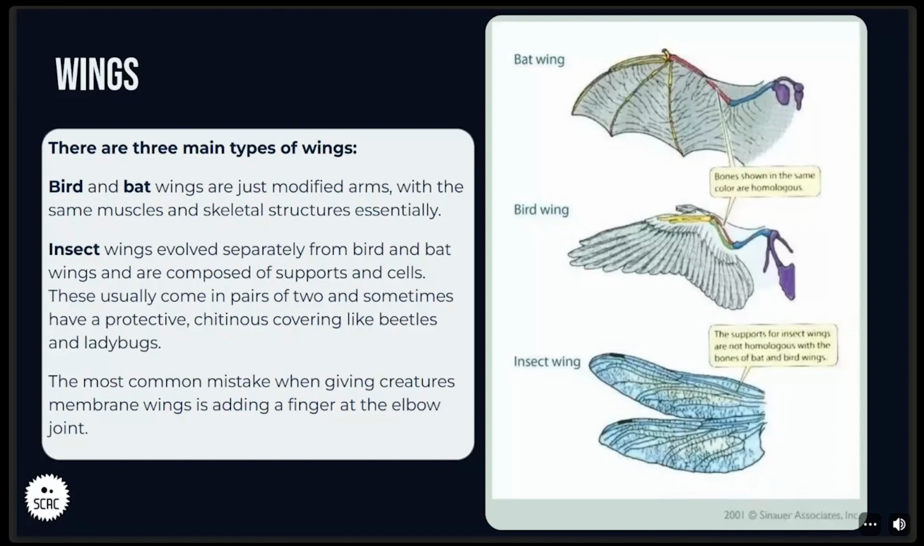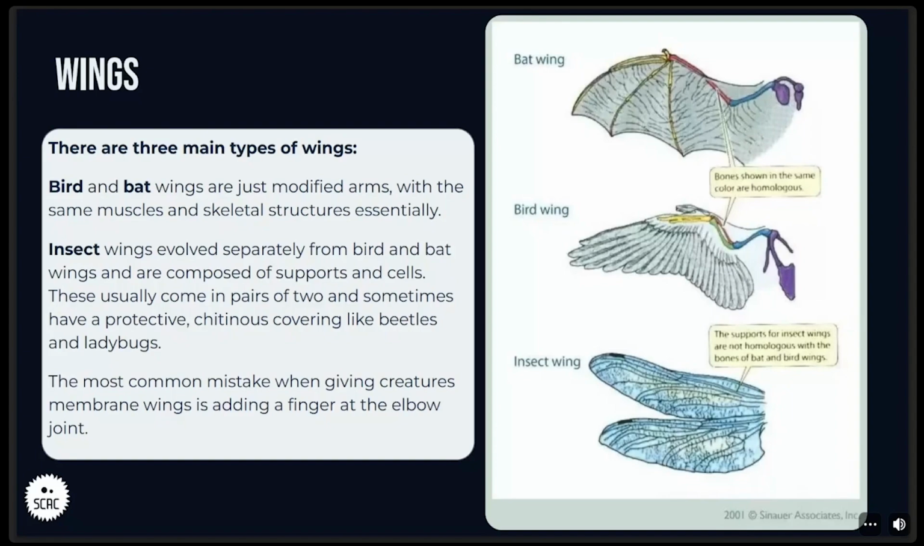Insect wings are completely different. And this is where not using vertebrates and invertebrates interchangeably comes in, because this wouldn't make any sense. The closest you'll get to an insect wing on a vertebrate is something like the Draco lizard, where it's just between the rib membrane. But that is in a league of its own. It's completely different. It essentially is just a series of supports with cells in between them stretched across.